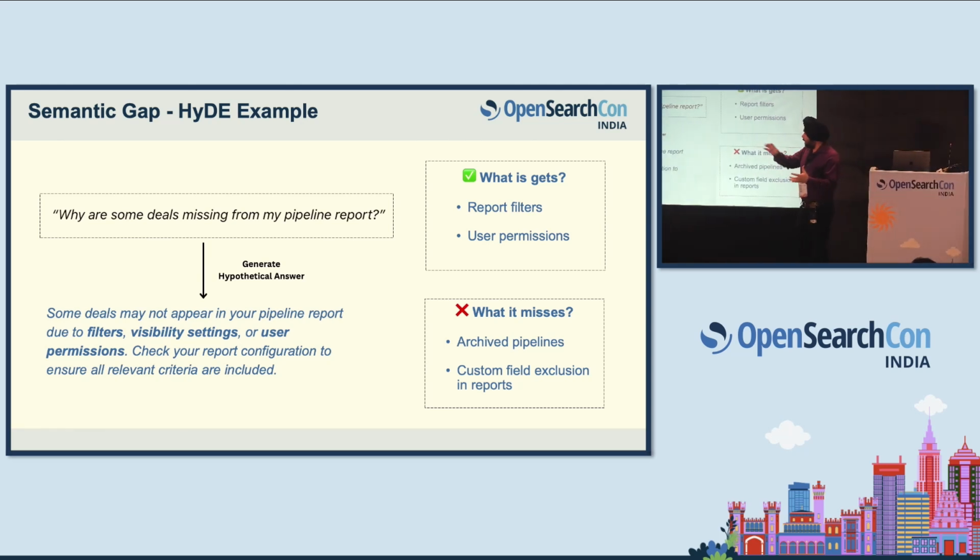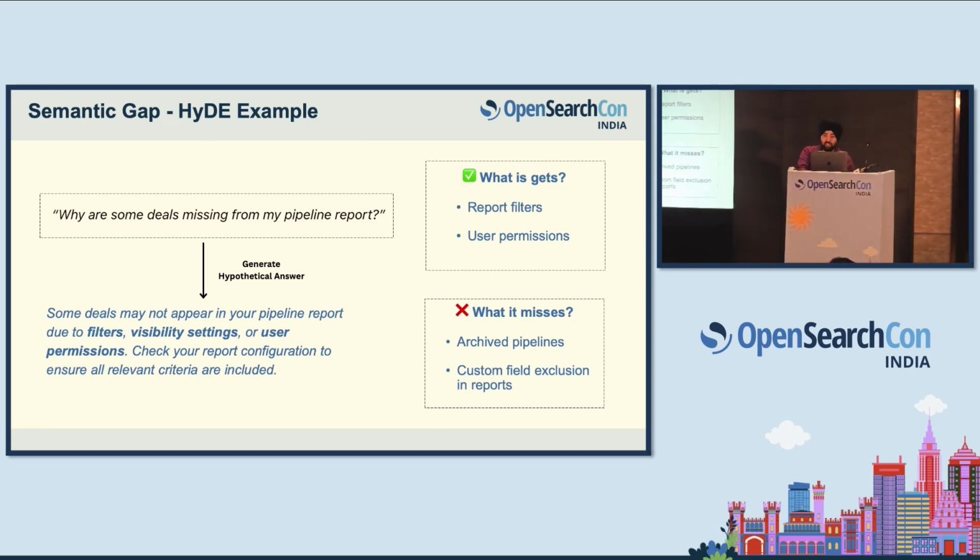Now, when I embed this query and use it to search for the relevant documents, I am going to hit more results, more relevant results. Look at it, it hit report filters, it hit user permission, but it still missed some of these, archive pipelines and custom field exclusion. So it missed some, but it got more than what a regular query would have got me. So that's kind of the interesting thing.